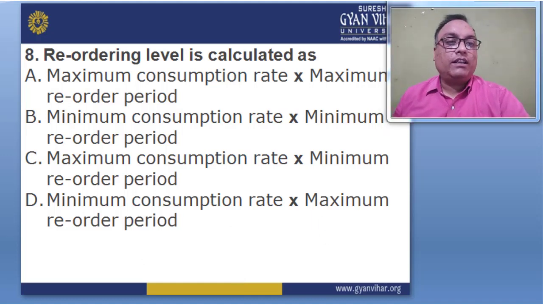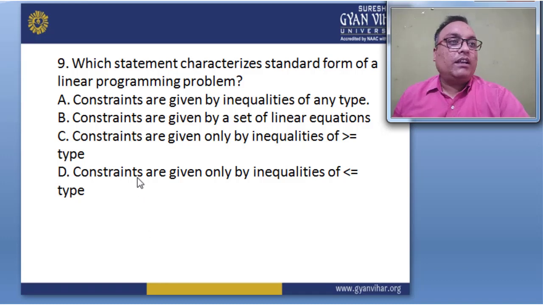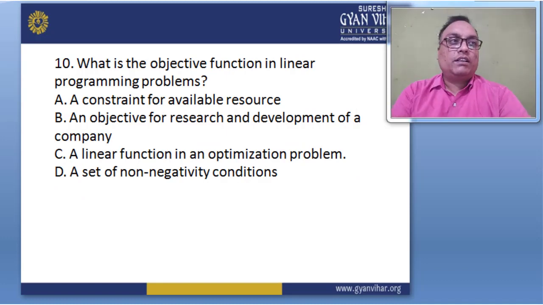And then we move to the next question, question number 9. Which statement characterizes the standard form of a linear programming problem? Here the A option is right. It gives that the constraints are given by inequalities of any type. And this is question number 10. What is the objective function of a linear programming problem? So here the C option is right: a linear function in an optimization problem.